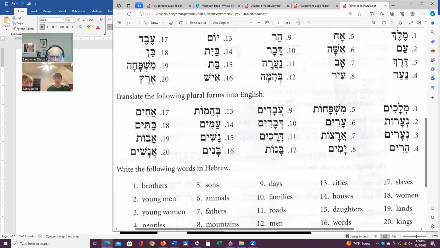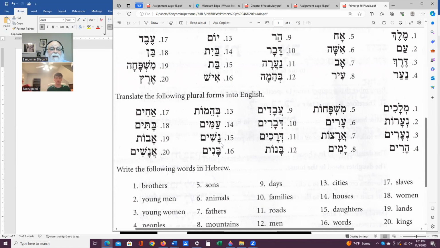Women. Right. Now here's the exception. That eam ending is one of the exceptions. That eam ending would imply that it's a man or men. But men are anashim. Women are nashim. Wait, so what's the singular woman? Woman, isha.